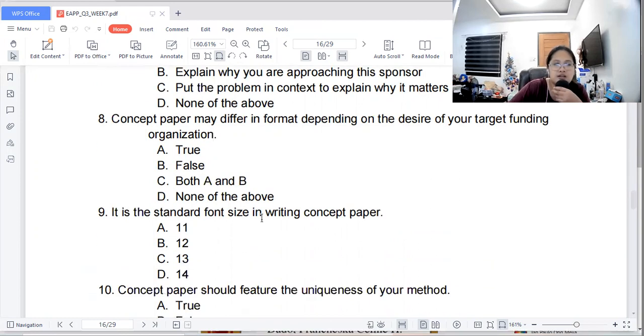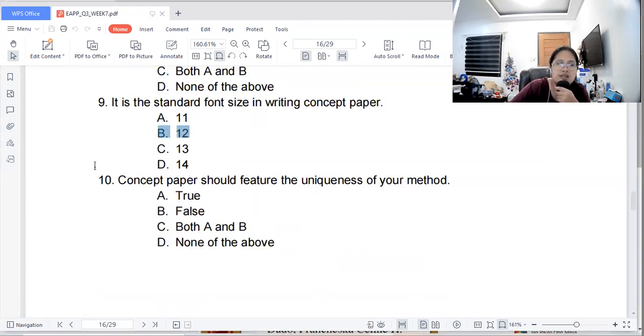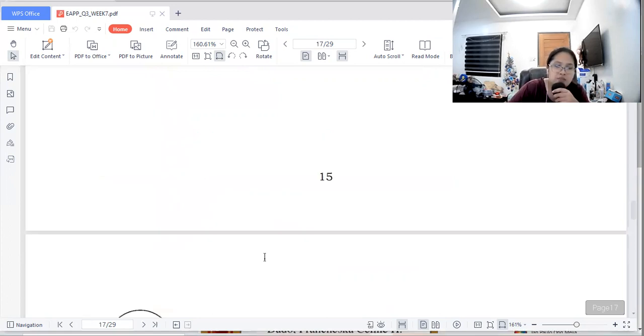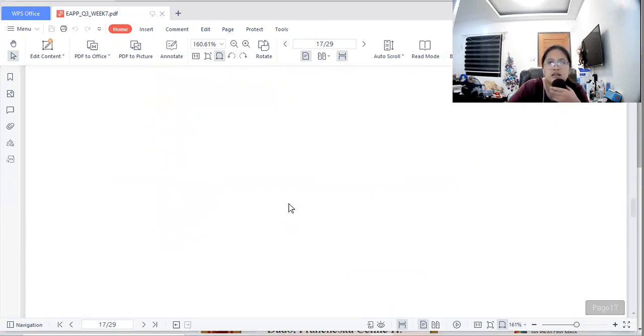Number 9, standard font size, it's letter B. Pero syempre, alamin mo kung ano yung sa organization. And then number 10, concept paper should feature the uniqueness of your method. Of course, it's letter A. So with that ha, dapat alam nyo na yan.